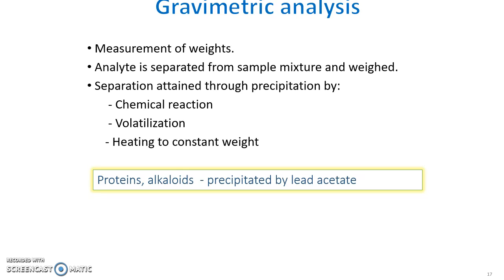Coming to gravimetric analysis. Gravimetric determinations are based on measurement of weights. It is the method of analysis in which the compound to be analyzed is separated from the sample mixture and then weighed. This separation can be attained through precipitation, by chemical reaction, or by volatilization of volatile compounds, or by removing the unwanted materials by heating to a constant weight. For example, lead acetate can be used as precipitant to precipitate heavy molecular weight organic compounds such as proteins, alkaloids.